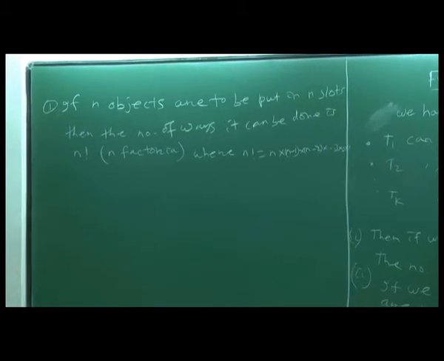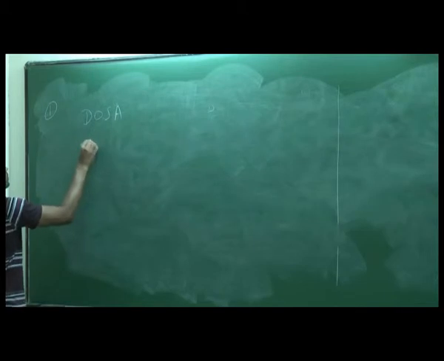Suppose there is one word, DOSA. Using those alphabets, how many different words can we make? 4 factorial, 24. We can arrange them in different ways. There are n equals 4 letters total, 4 alphabets.